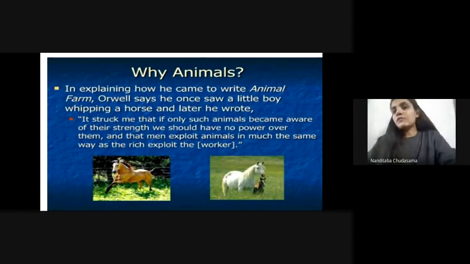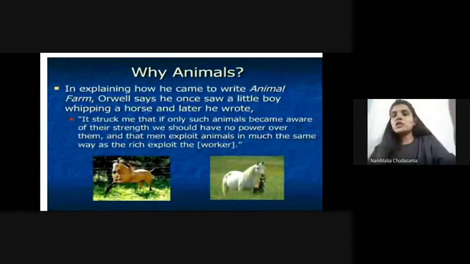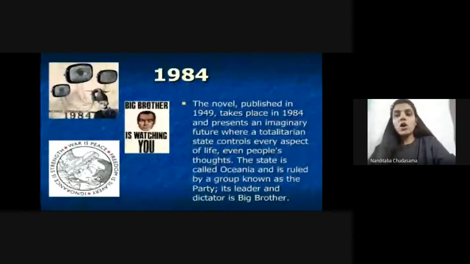It struck me that if only such animals became aware of their strength, we should have no power over them, and that men exploit animals in the same way that the rich exploit the workers. It is a universal truth that the richer are getting richer, the poorer are getting poorer, and rich people always exploit the workers who are working for them. He also said that not only do people exploit each other by their standard of living, whether rich or poor, but humanity is also exploiting the animals, which is not good at all.